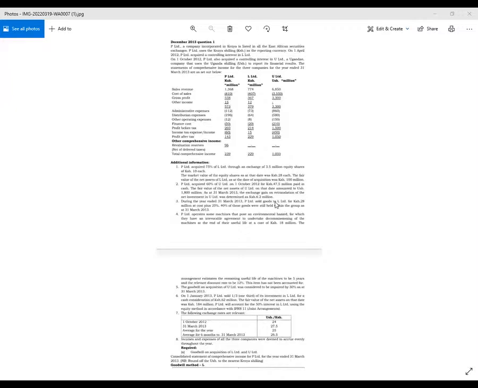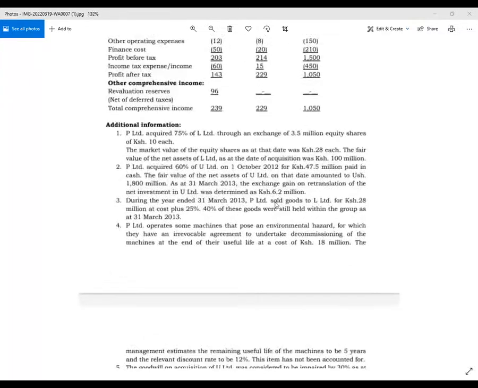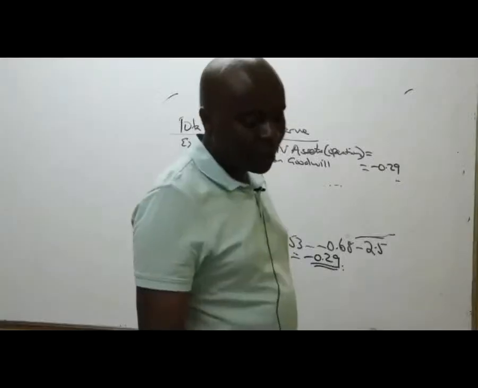We've been told somewhere here in note number 2, P Limited acquired 60% of U Limited on 1st October 2012 for Kenya shillings 47.5 million in cash. The fair value of the net assets of U Limited on that date amounted to Uganda shillings 1,800 million. As of 1st March 2013, the exchange gain on retranslation of the net investments in U Limited was determined as Kenya shillings 6.2 million. So this is 6.2 million like this.